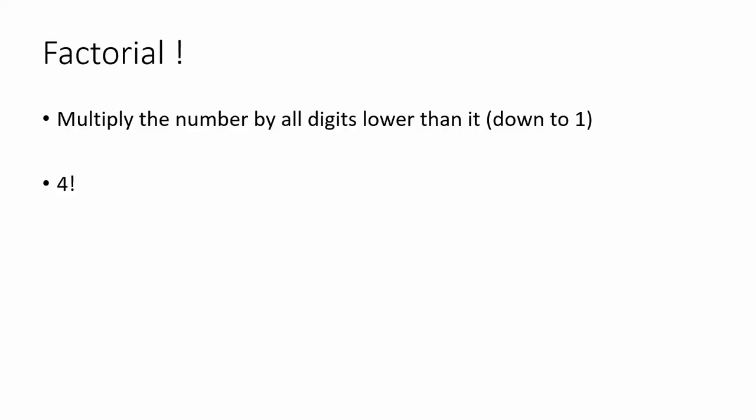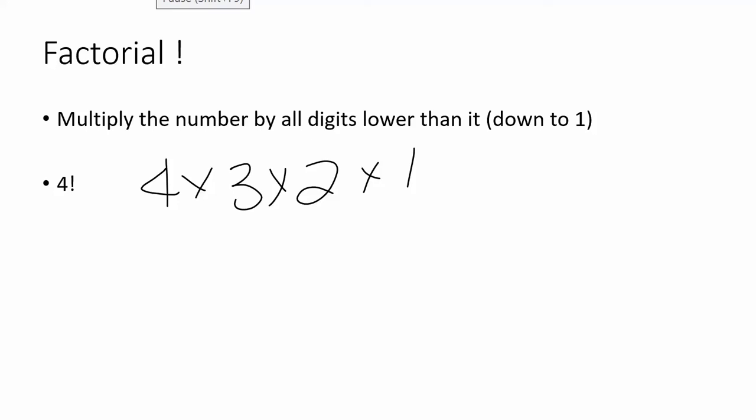Permutations and combinations both use factorials. This is abbreviated by the exclamation mark. A factorial means that we're going to multiply the number by all the digits lower than it, down to number 1. So 4 factorial is equal to 4 times 3 times 2 times 1. We'll look at what we do once we have that in our formula.